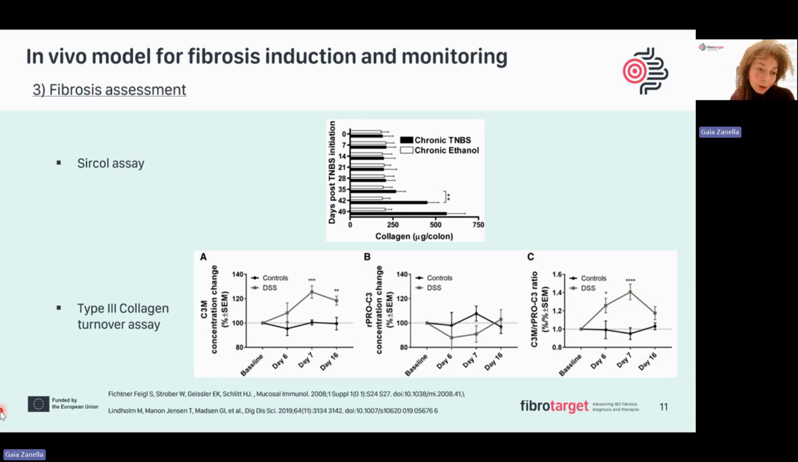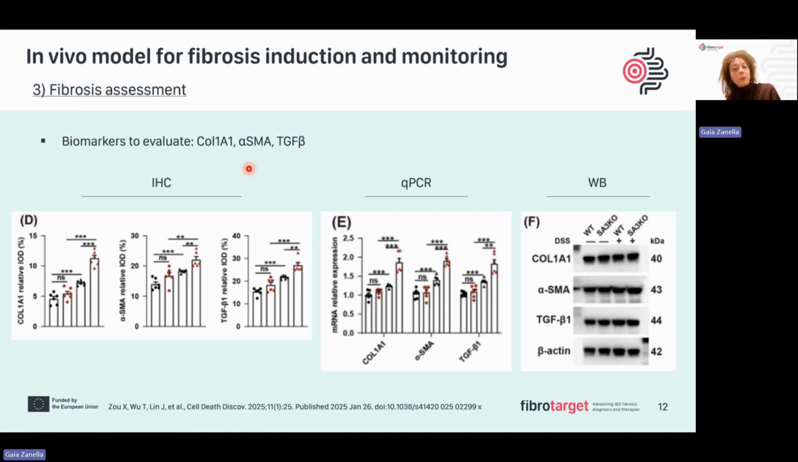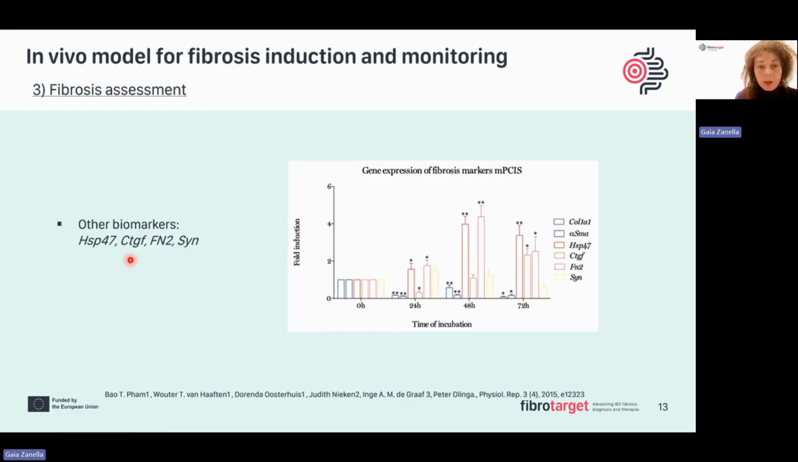Then we can also use some other biomarkers to evaluate fibrosis and to integrate basically with the previous histological assay or with the collagen quantification, such as collagen 1, alpha smooth muscle actin, and then TGF-beta that can be assessed with immunohistochemistry and then quantified with qPCR or with Western blot. And then there are also some other biomarkers that have been correlated with fibrosis development, such as heat shock protein 47, connective tissue growth factor, fibronectin, and synaptophysin.